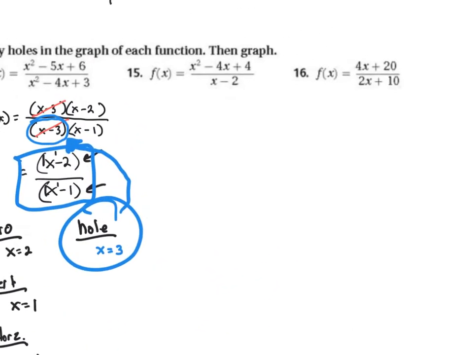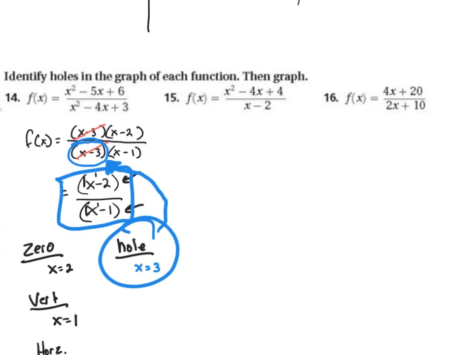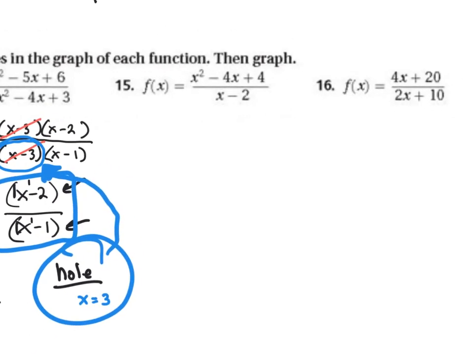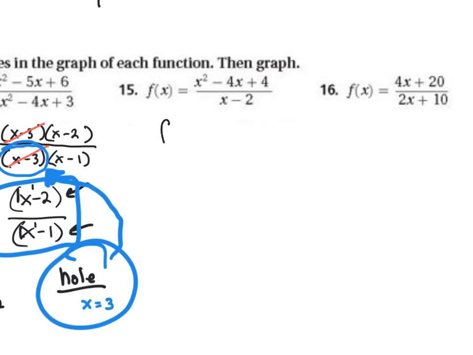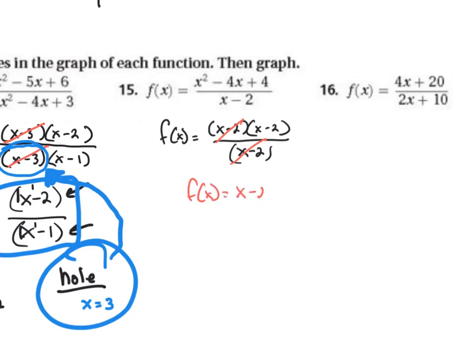Okay, so let's do the same thing here. Let's find just the hole in the graph. We could find everything, but let's find the hole in the graph. So in order to find the hole, again, here's what you do. You factor. So it looks like we're going to go x minus 2 over x minus 2, right, that group. Okay, what happens? That crosses out. So then I would rewrite this thing as f of x equals x minus 2.